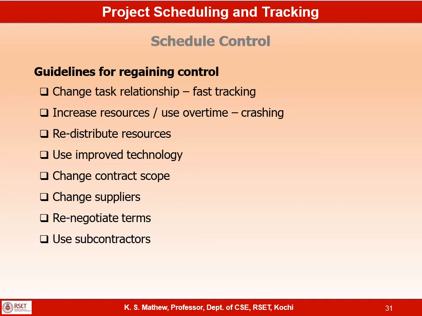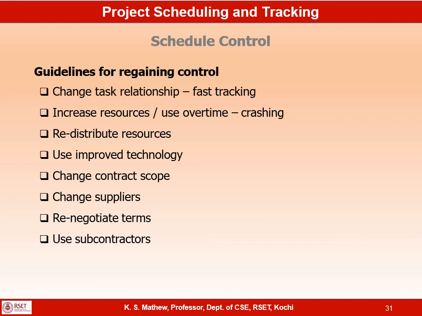So suppose you find there is a schedule slippage on one of the critical activities, and you find that the resource assigned for that activity is a low skilled resource, whereas there is a highly skilled resource who is currently working on a non-critical activity. Then you can switch those resources. You ask the highly skilled resource to work on the critical activity, and you move this low skilled resource to the non-critical activity. So you can redistribute resources between activities in order to avoid schedule slippage.